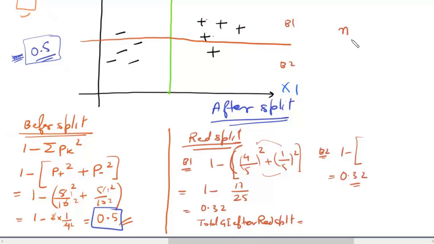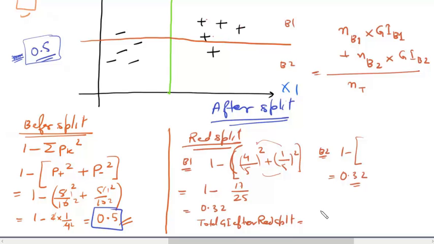The number of points in bucket 1 times the Gini index of bucket 1, plus the number of points in bucket 2 times the Gini index of bucket 2, and all of this divided by the total number of points, so n total. This will be the Gini index after the split. Okay, so let's calculate this.